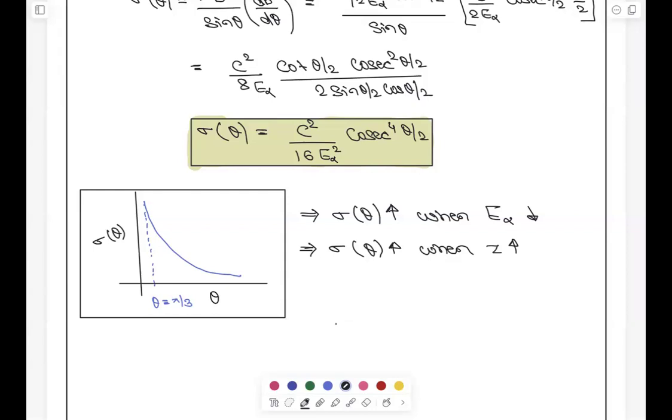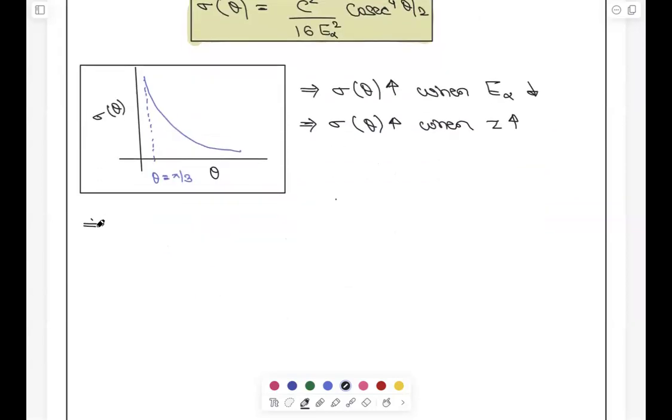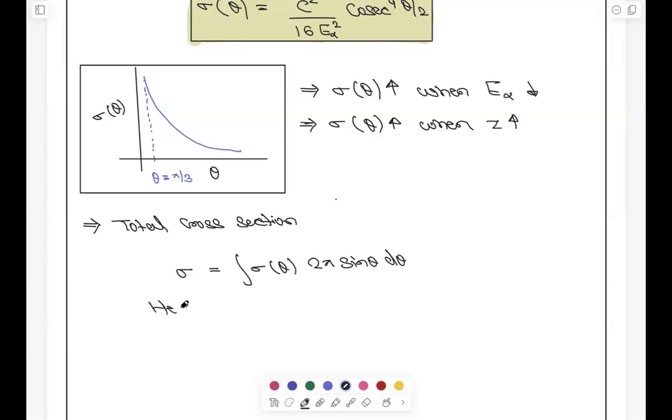ठीक है. Now next thing we have to calculate here is the total cross section. Total cross section is what? Sigma. You will integrate sigma theta, sin theta, 2 pi sin theta d theta. No need to do that. When you do that, here sigma will come out to be infinity. Sigma will come out to be infinity, right? Why?